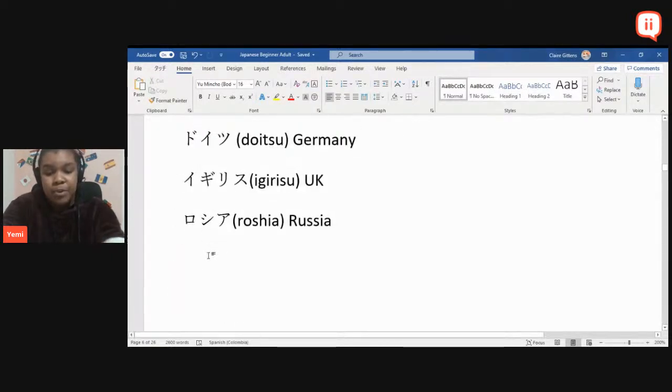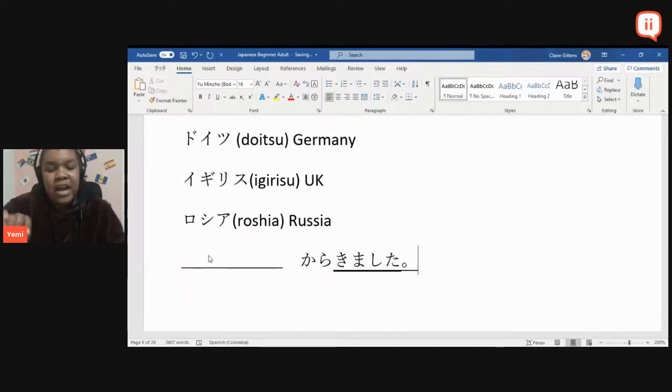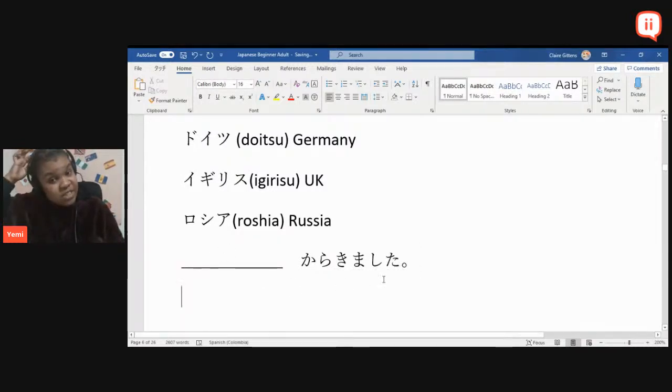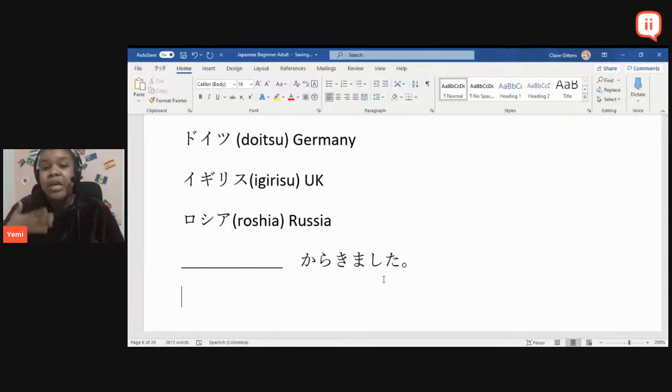Okay, so let me put the phrase that you use to say where you came from. You can say, country name, kara kimashita. Remember that in Japanese, the verb comes at the end. So this is really country from, came. So you can just put your country's name in there, Barbados kara kimashita. Okay, try saying that for practice. Deutsch kara kimashita, Igirisu kara kimashita, Spain kara kimashita, Colombia kara kimashita, where else? Hungary kara kimashita, Italia kara kimashita.